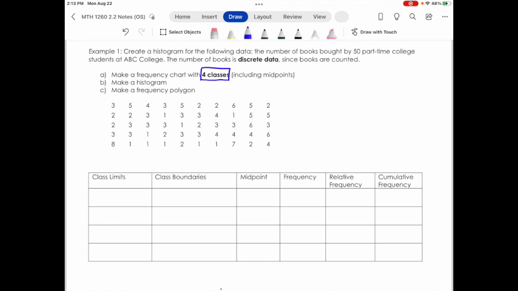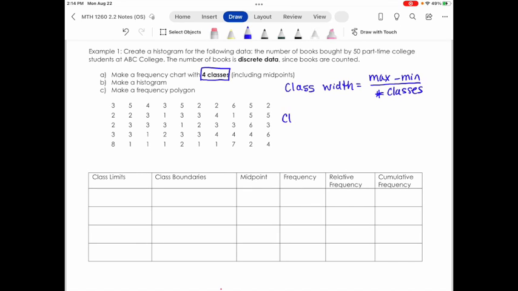So the first thing we need to do is figure out how wide our classes or our intervals are, or when we look at our bar on the histogram, how wide is that going to be? And so we're going to use our classes to figure that out. So to find our class width, we look at, of all the data, what's the maximum value, we subtract the minimum value, and then we divide that by the number of groups that we want to break it up in. So in this case, we want to make 4 classes. So we're going to divide by the number of classes.